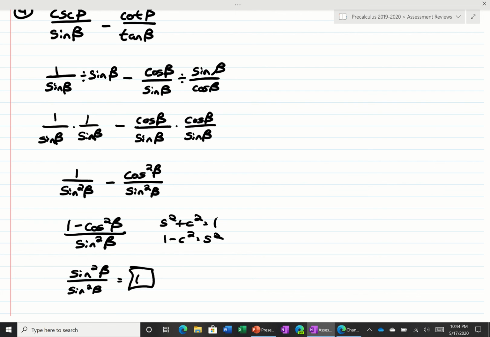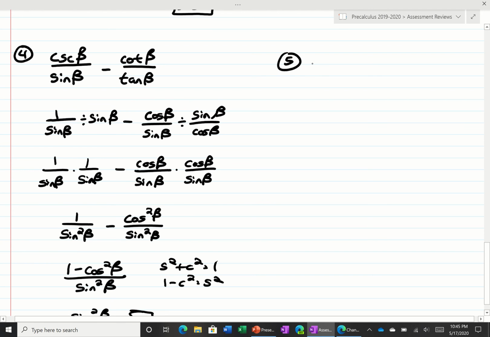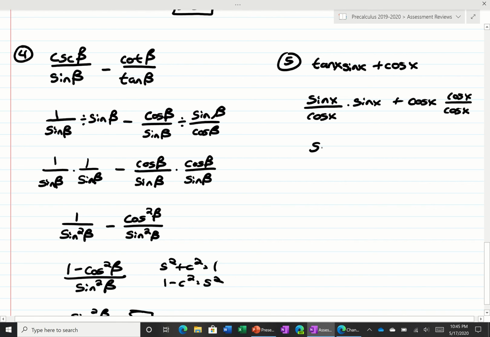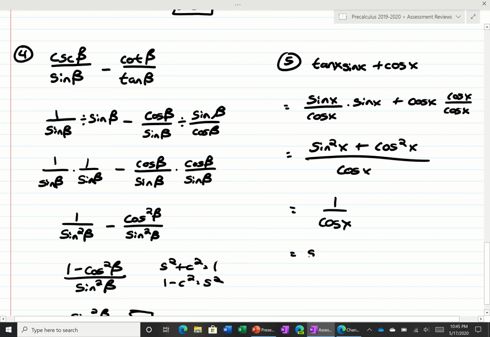And our last problem, number 5, it says tangent of x, sine of x, plus cosine of x. So we'll convert to sines and cosines. Looks like we have to multiply by cosine over cosine to get a common denominator. And we get sine squared of x plus cosine squared of x all over cosine, which is 1 over cosine, or secant.